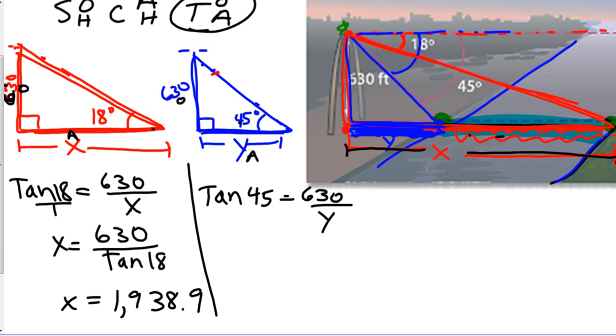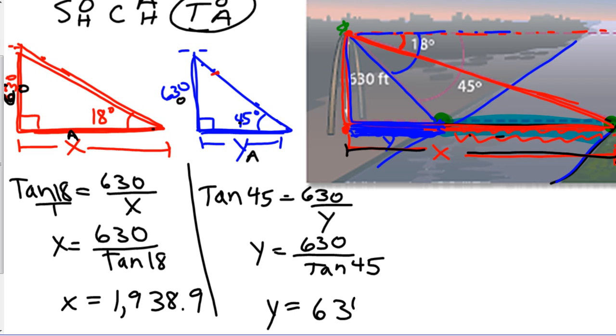Same idea, we've got our variable in the denominator. You could cross multiply here, make it a proportion. Some of you even like to just think multiply by y on both sides, but you're going to end up dividing by tan 45. Type that in your calculator, and I'm getting an answer of 630.